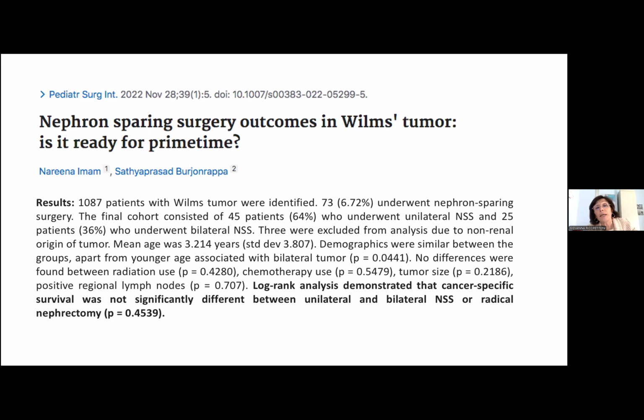And in my opinion, I can say that the most performant technique is certainly the robotic approach, because with the robotic approach you have a better performance in terms of tissue resection, tissue sparing surgery, rather than in laparoscopy.